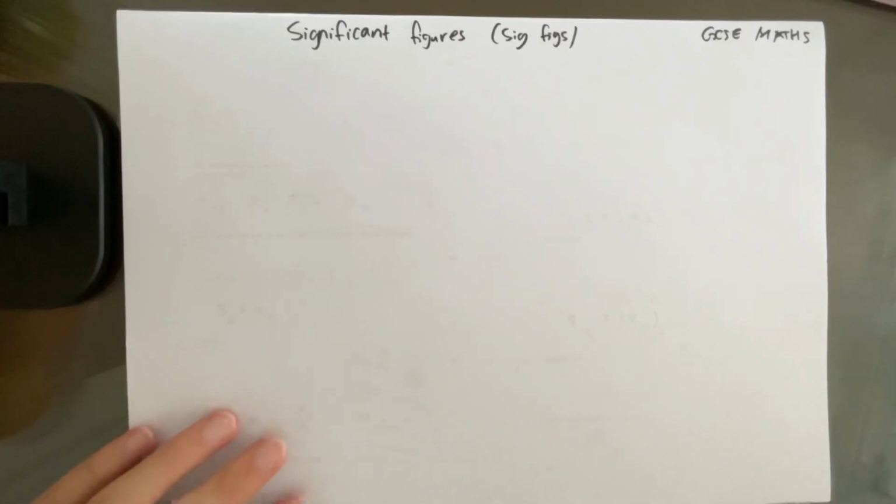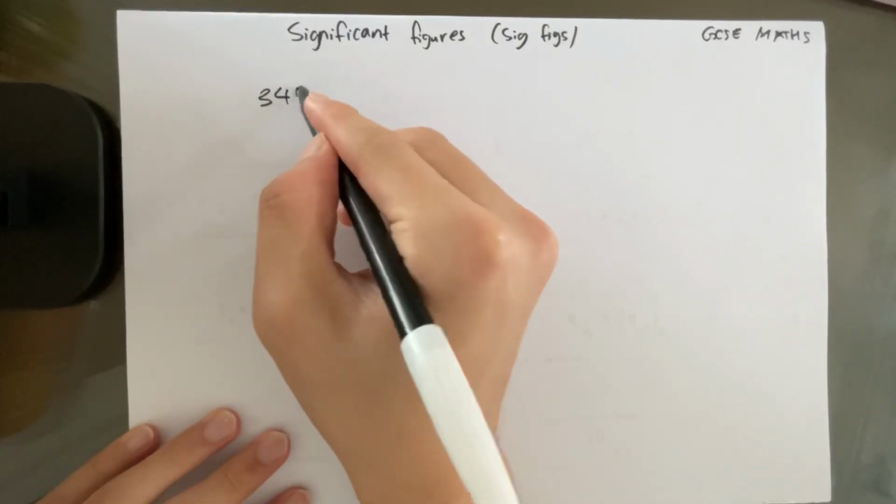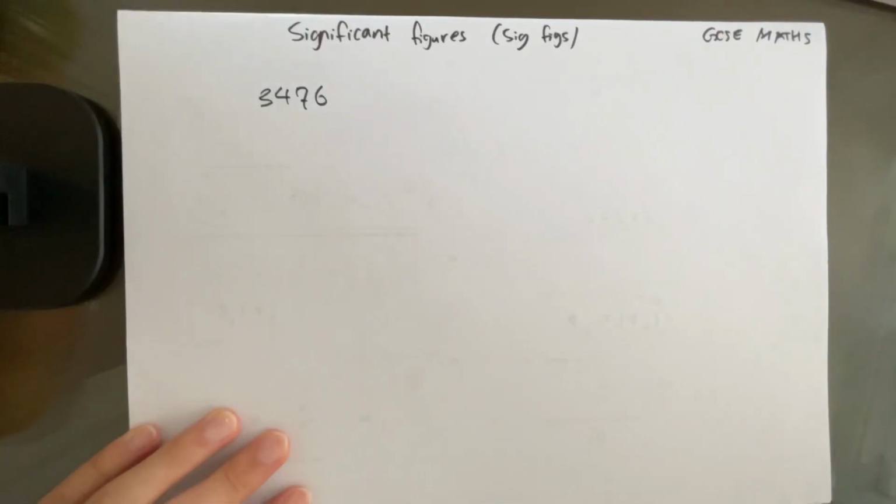Okay, let's take a look at significant figures, and sometimes you just simplify it to sig figs. And that's part of GCSE Maths. So to explain significant figures, I'm going to try to use some examples, because that's the best way that I find to learn. So hopefully it helps you guys too.